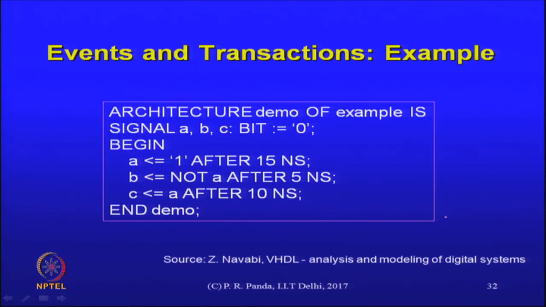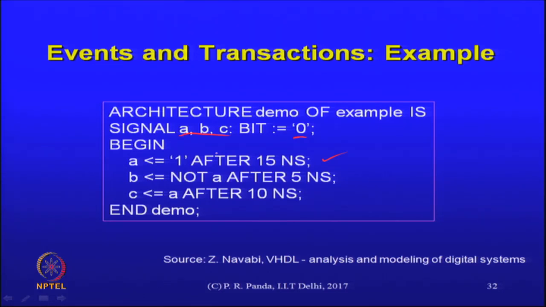Let us understand the difference, the way this works, and finally how it translates to interpreting inertial delay and transport delay in an HDL simulator, using a simple example like this. I did not show the entity here, but it is not very important. A, B, C are three signals in this design, initialized to 0, and I have three assignment statements. A takes the value of 1 after 15 nanoseconds.